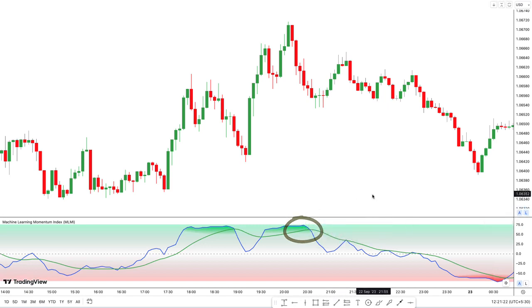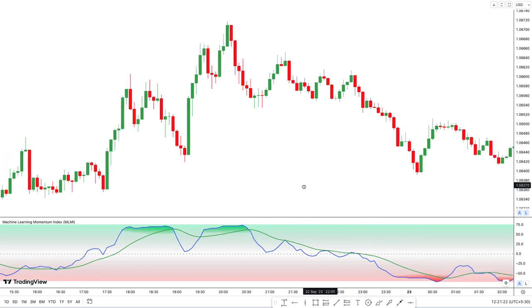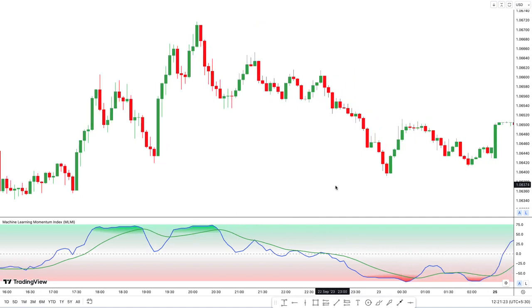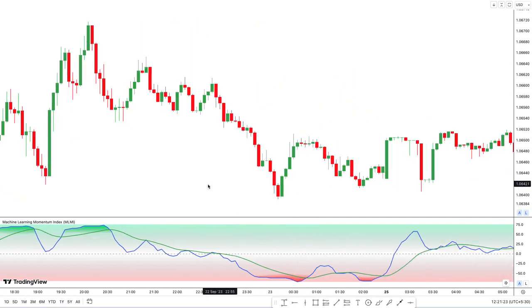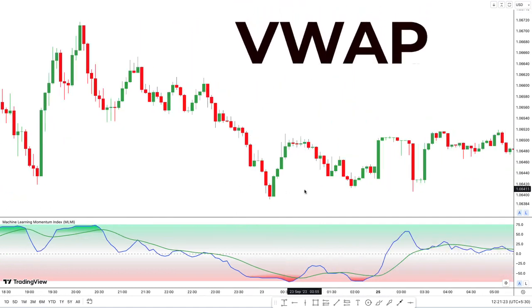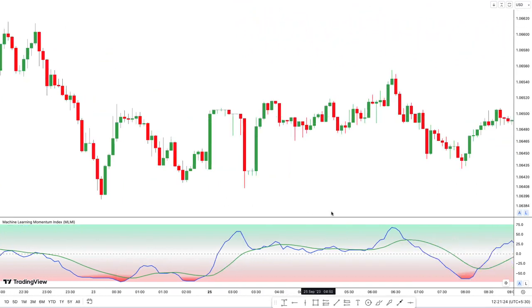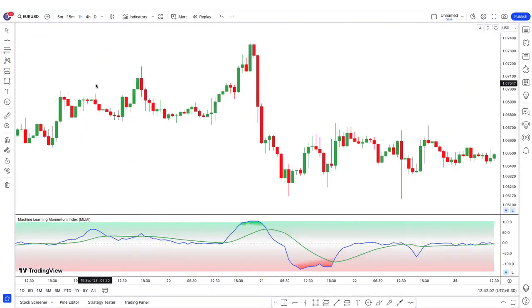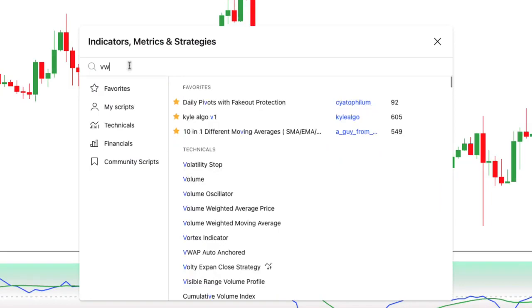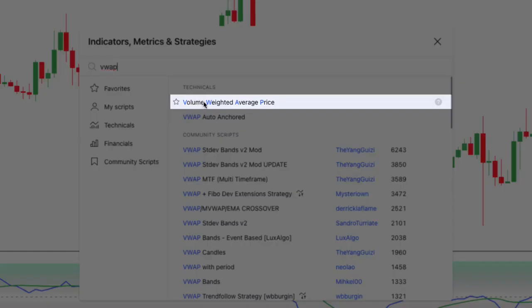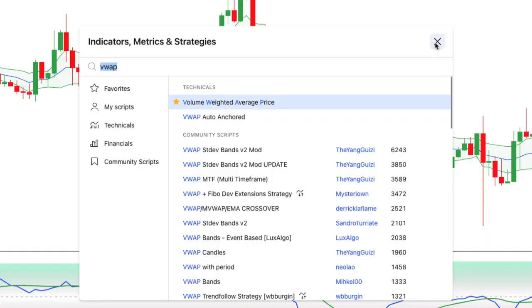However, it's important to be aware that these crossovers can often be false signals, so it's necessary to filter them using other technical indicators. In this strategy, we will be incorporating VWAP as an additional indicator to weed out these fake signals. Okay, so let's add the VWAP indicator to our chart. To apply the indicator, simply go to the Indicator tab and type VWAP in the search box and select this one, Volume Weighted Average Price. Click on it to add it to the chart.